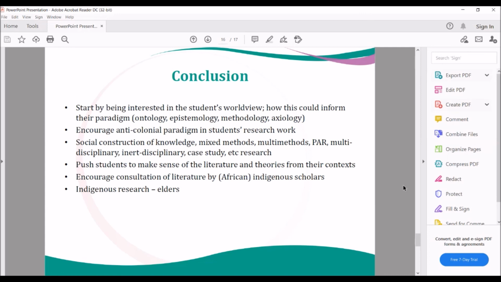Then there's a need to engage in a type of scholarly research that would promote elders as well, to tap into the knowledge that elders have. So for certain studies that suggest that your target participants must include elders, we should not even waste time to pull them in.